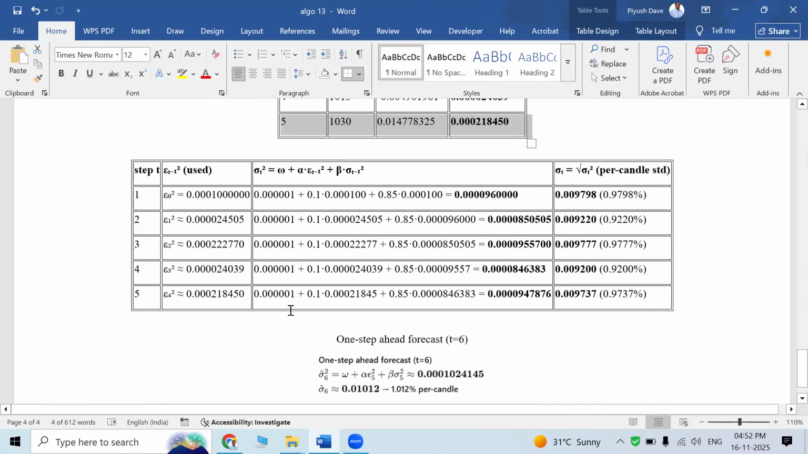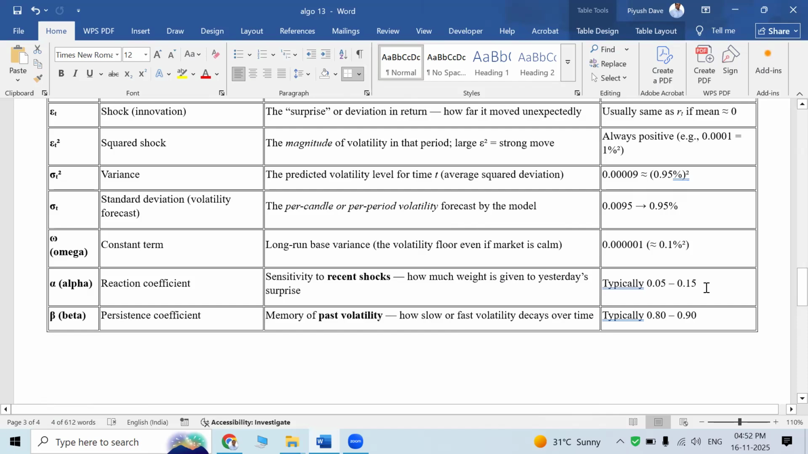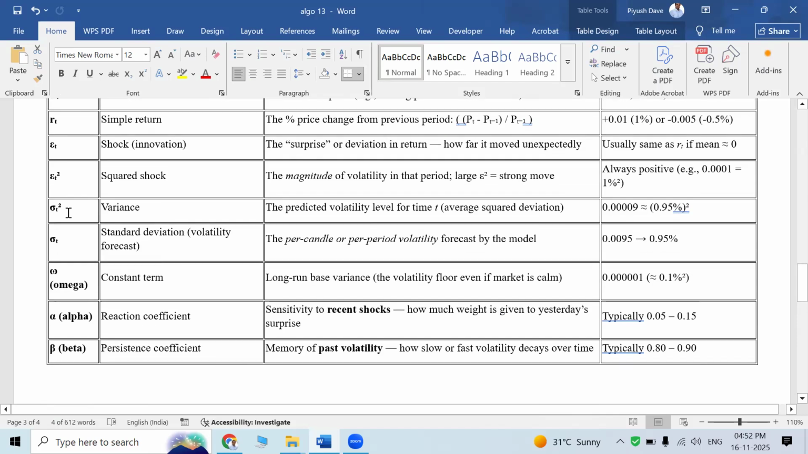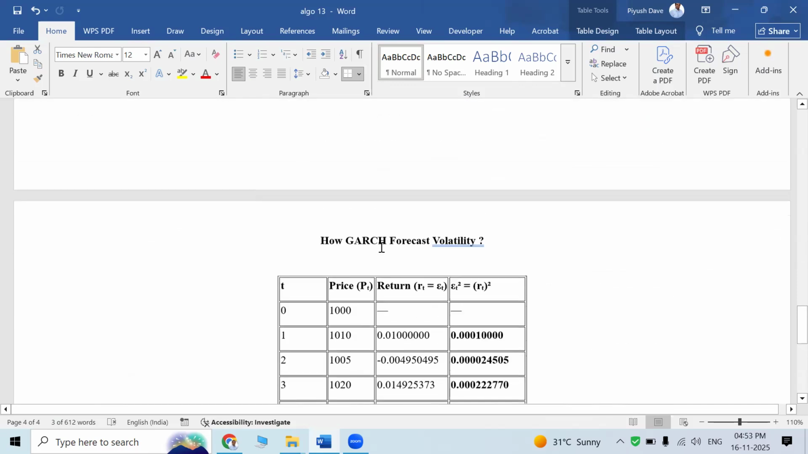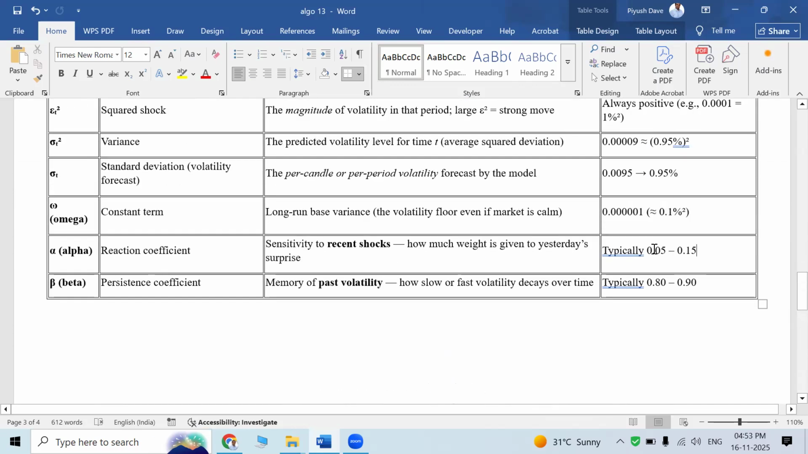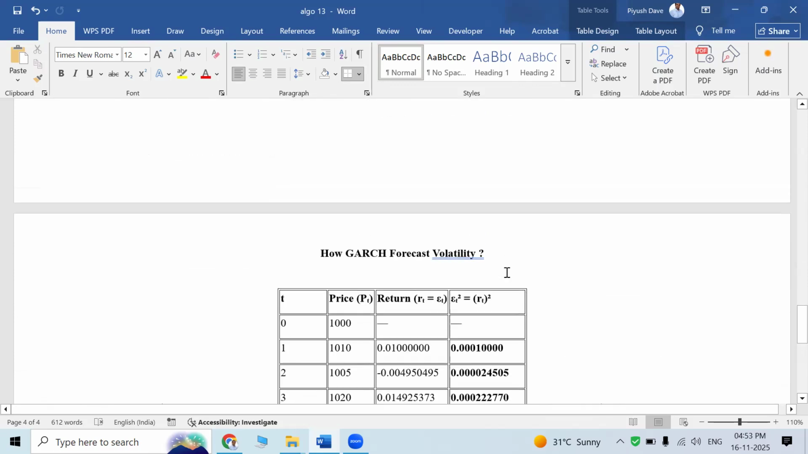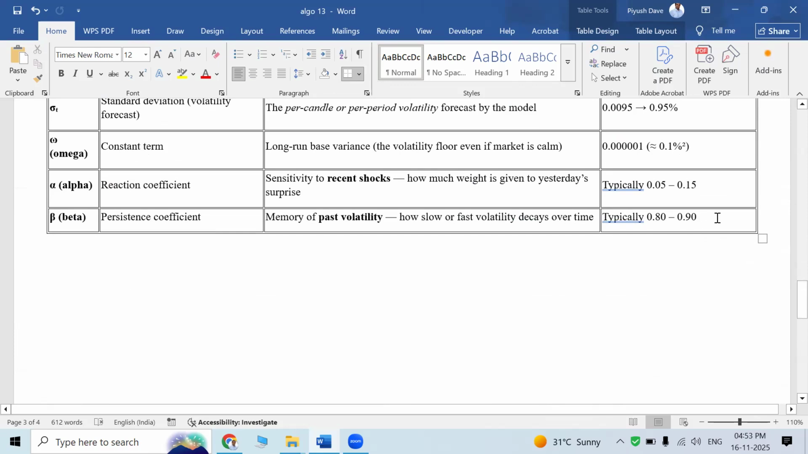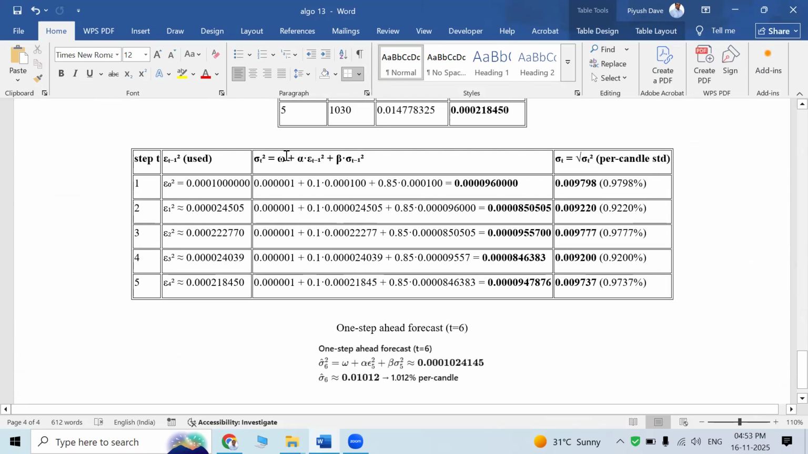So omega, we have taken omega as a constant value over here. Omega is always considered to be, over here we have already given the value as 0.01%. Then the next term is alpha. Alpha also is a fixed value, 0.05 to 0.1. Then we have the beta. Beta is also a fixed value, 0.8 to 0.9, past volatility. So that means alpha, beta and omega are fixed. We just need to take the previous value and the current value.